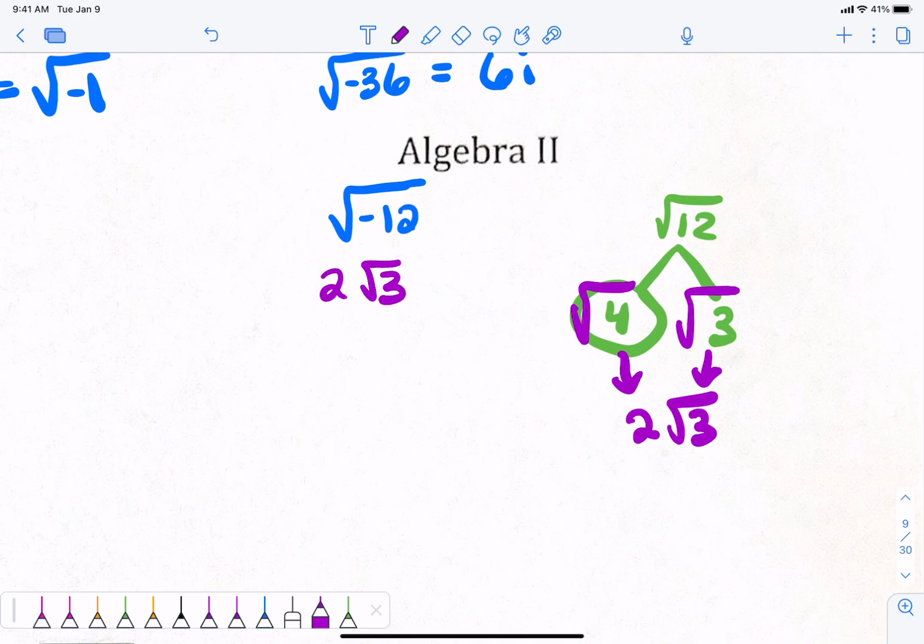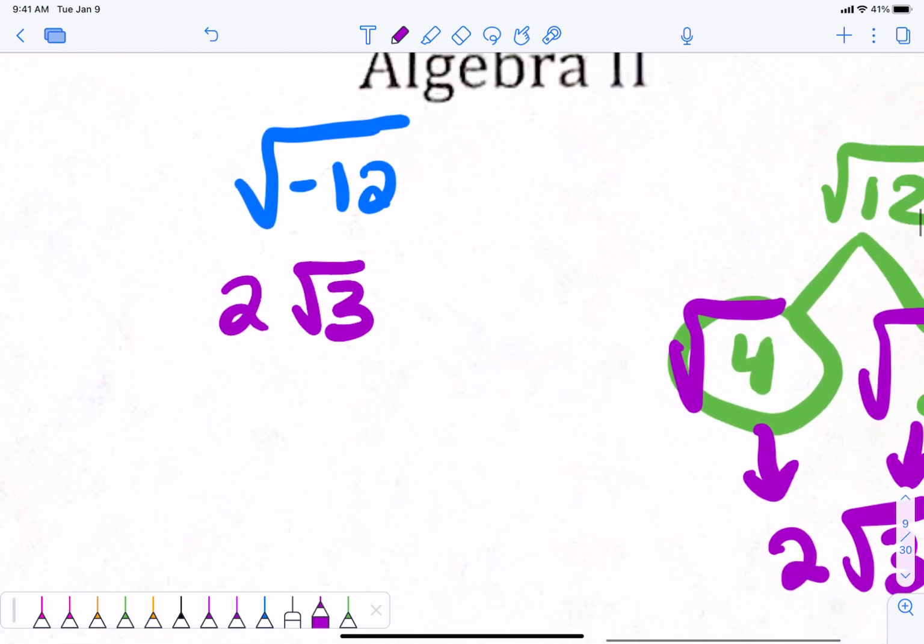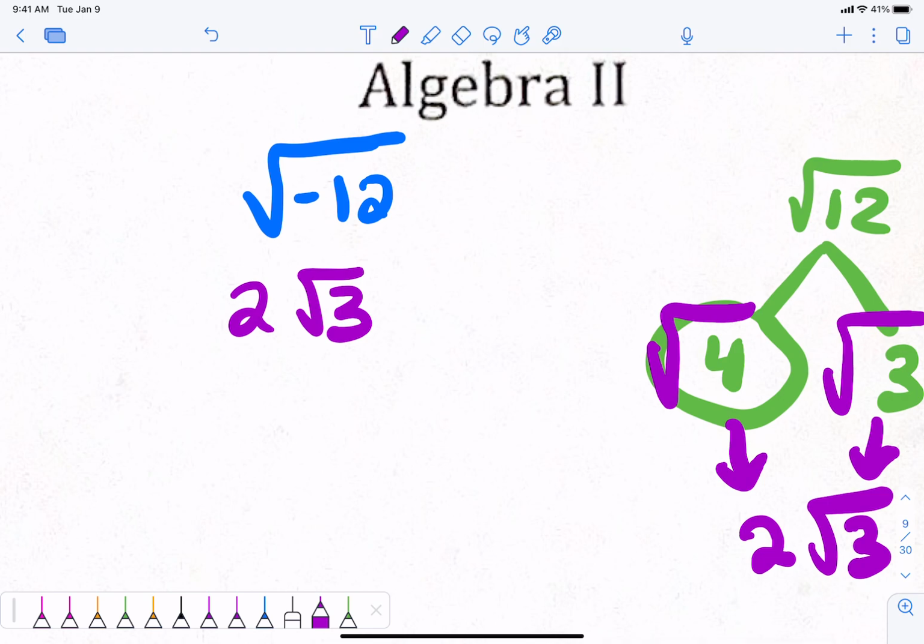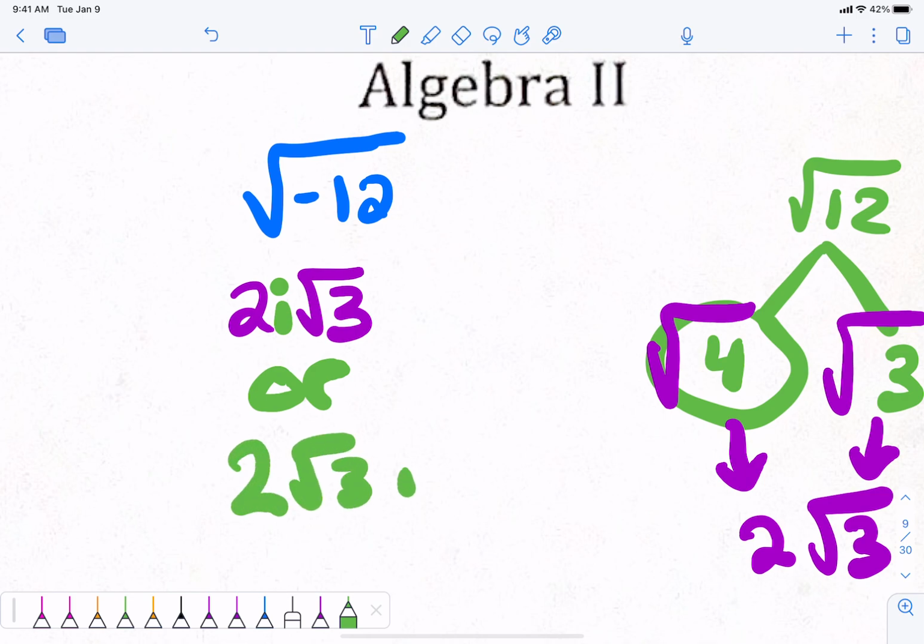So now, where do you put the i? Behind the 2, after, behind the 3, which one do you do? I'd say behind the 2. It is acceptable to put the i after the whole thing here, or you can put the i after the whole thing here.